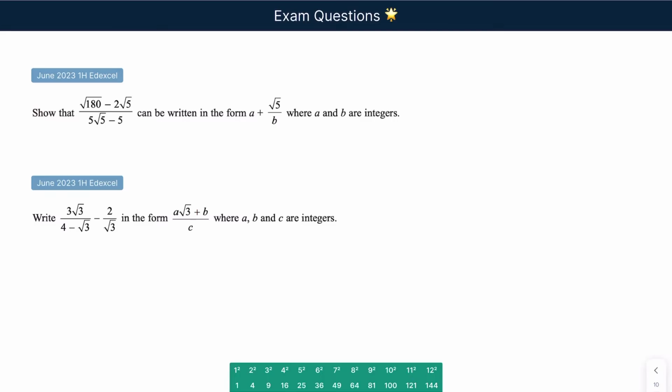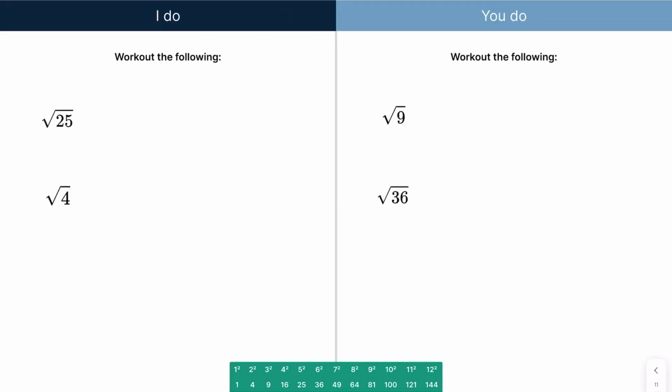And that's the whole point of this video, to build you up from the ground all the way to be able to smash exam questions on surds. And the way my videos work, I'm going to do the example on the left, which is I do. You're then going to press pause and have a go at the example on the right, which is you do. So you're not just going to sit there and watch. So work out the following.